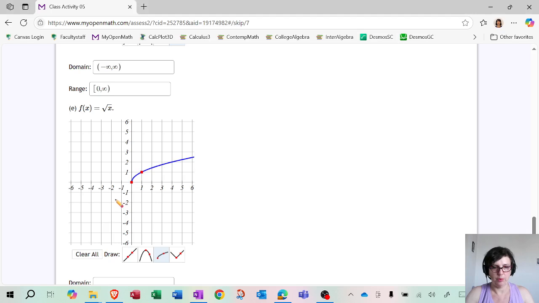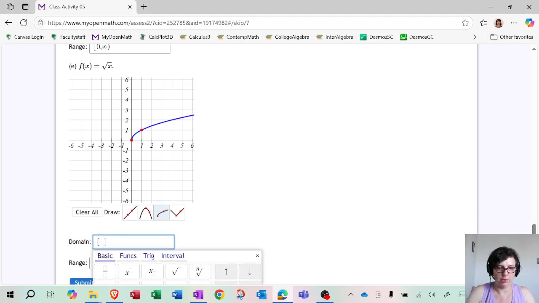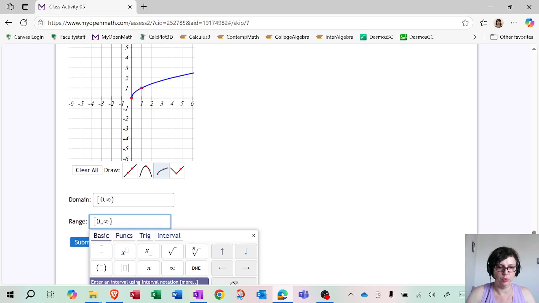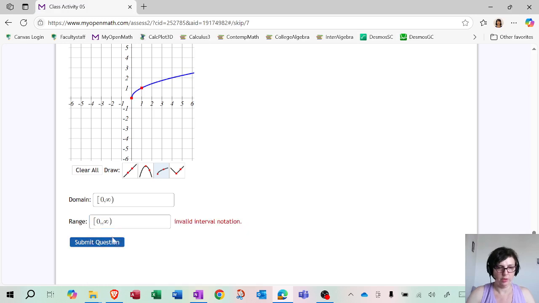All right, so let's summarize that. So for the domain, we're going to start at 0, go to infinity. And for the range, it's going to be the same thing. We start at 0 and go to infinity. Okay, let's check that out.